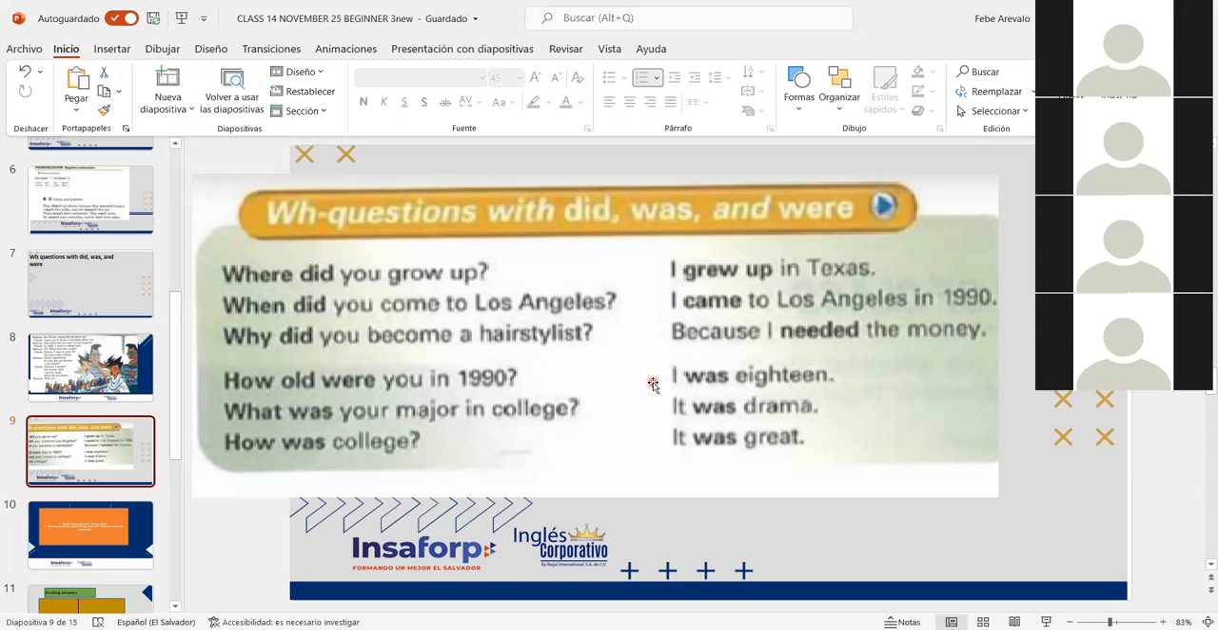Where did you grow up? I grew up in Texas. When did you come to Los Angeles? I came to Los Angeles in 1990. Why did you become a hairstylist? Because I needed the money. Excellent. There you go, guys. Thank you. Maritza, usted pregunta estas otras tres. Y let me see, Jamie Merlos, usted contesta.